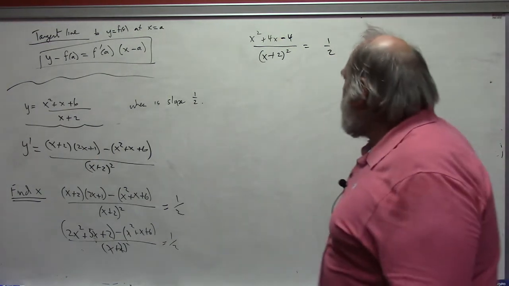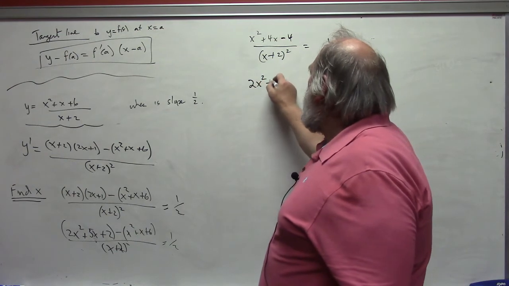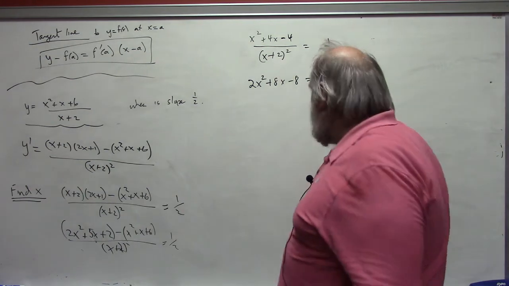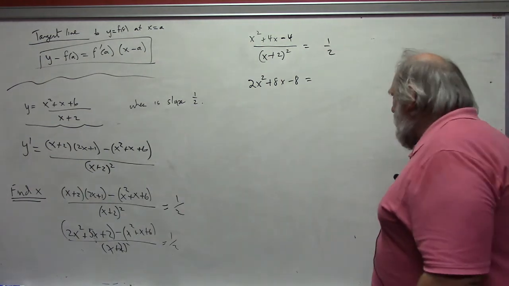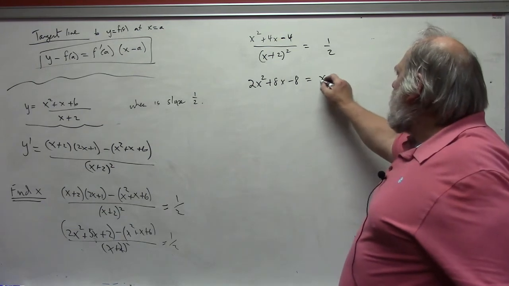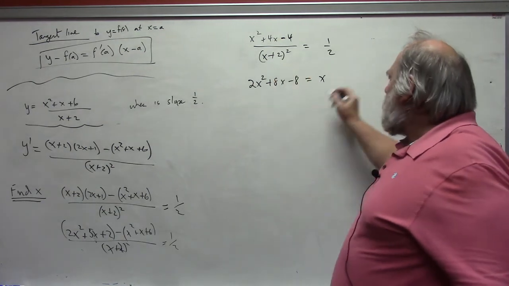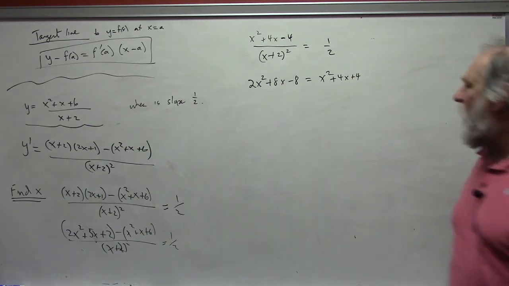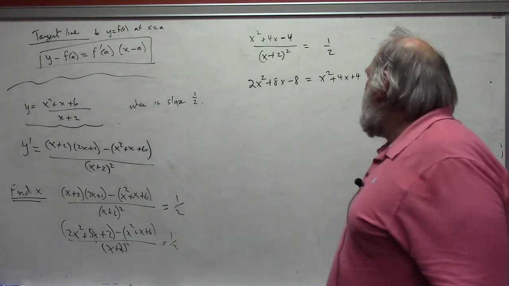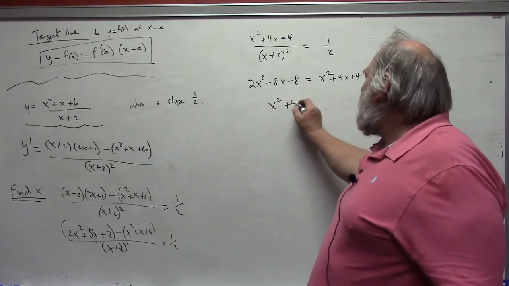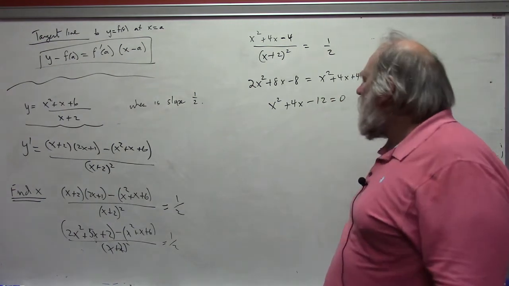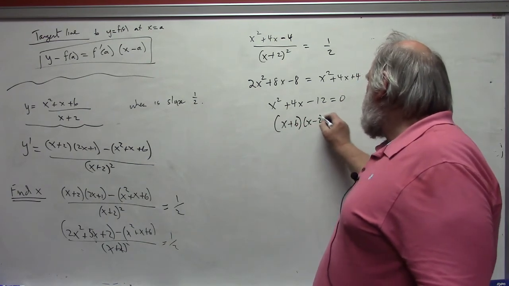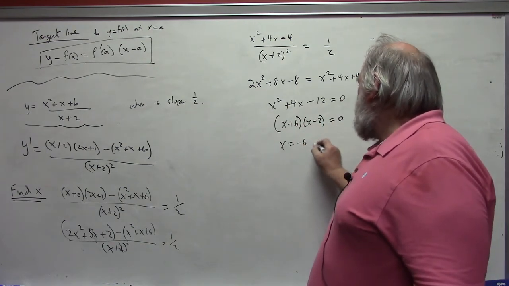And then this becomes 2x squared plus 8x minus 8 is equal to, multiplying both sides by 2 times the quadratic squared. This linear factor squared is going to be x squared plus 4x plus 4. And so therefore we end up with x squared plus 4x minus 12 is equal to 0, which in this case factors nicely, x plus 6 times x minus 2, and so x is equal to -6, or x is equal to 2.